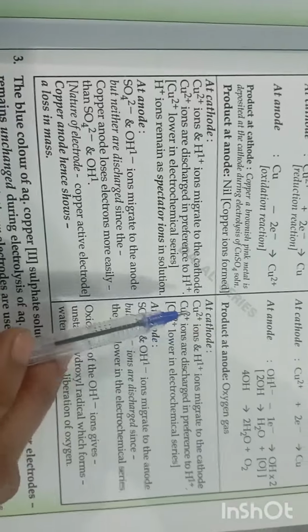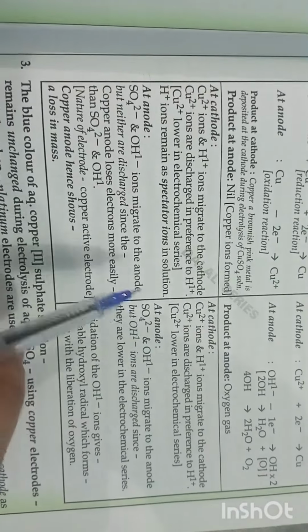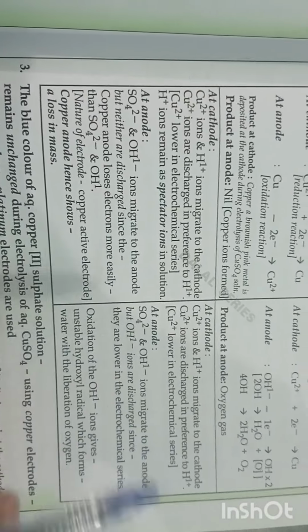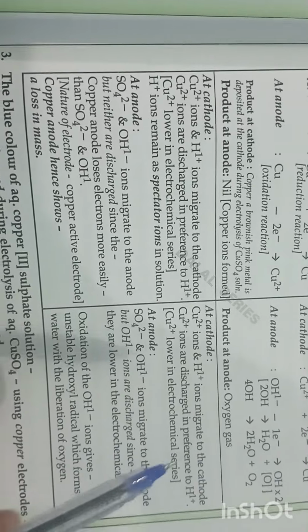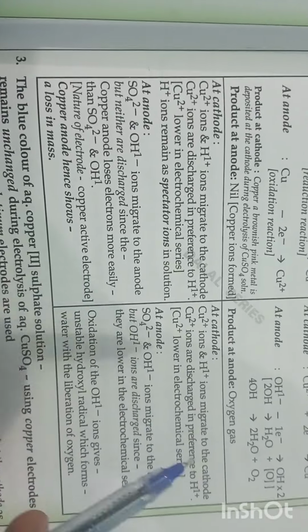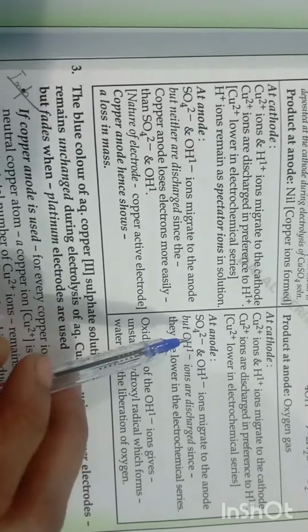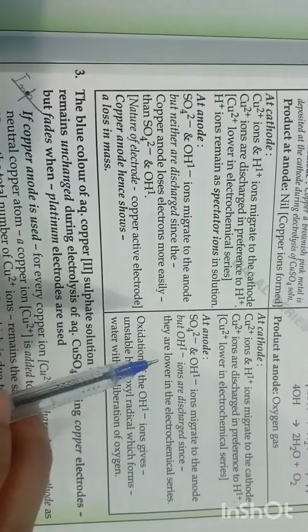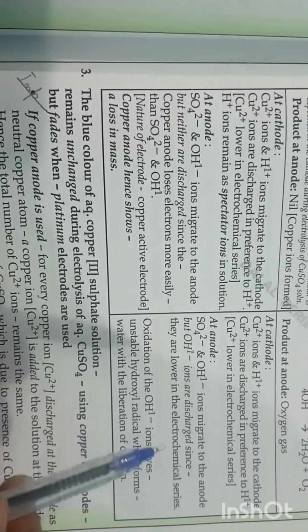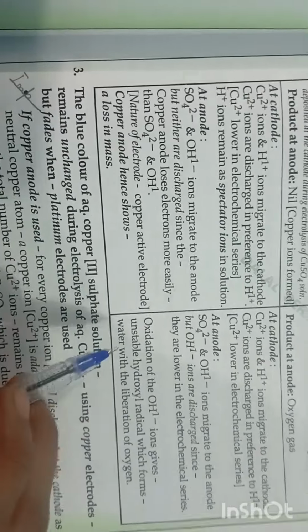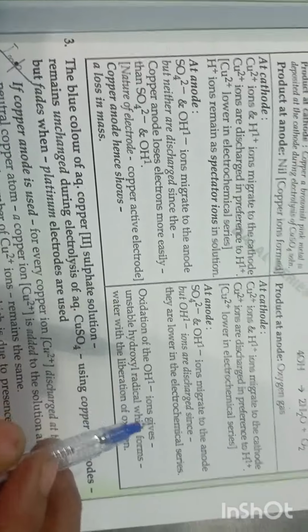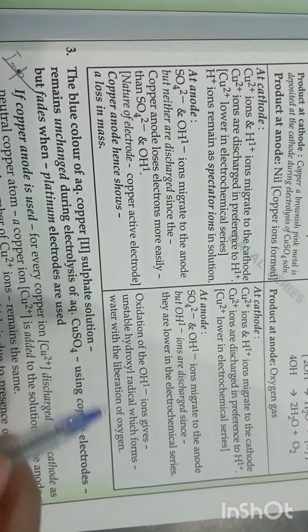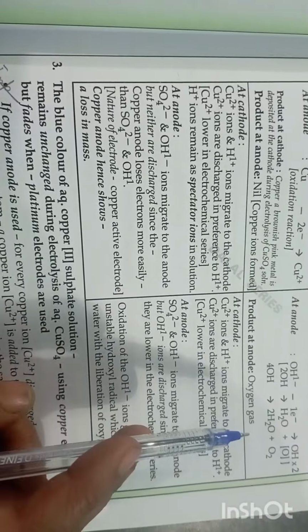At the cathode, copper 2 plus and H plus ions migrate to the cathode, but copper 2 plus ions are the ones that get discharged because they are below hydrogen in the electrochemical series, so they get preference for discharge. Now at the anode, sulfate and hydroxyl ions migrate to the anode, but OH minus ions are discharged since they are lower in the electrochemical series. Oxidation of the hydroxyl ion gives an unstable hydroxyl radical which forms water with the liberation of oxygen. So the product at the anode will be oxygen gas.